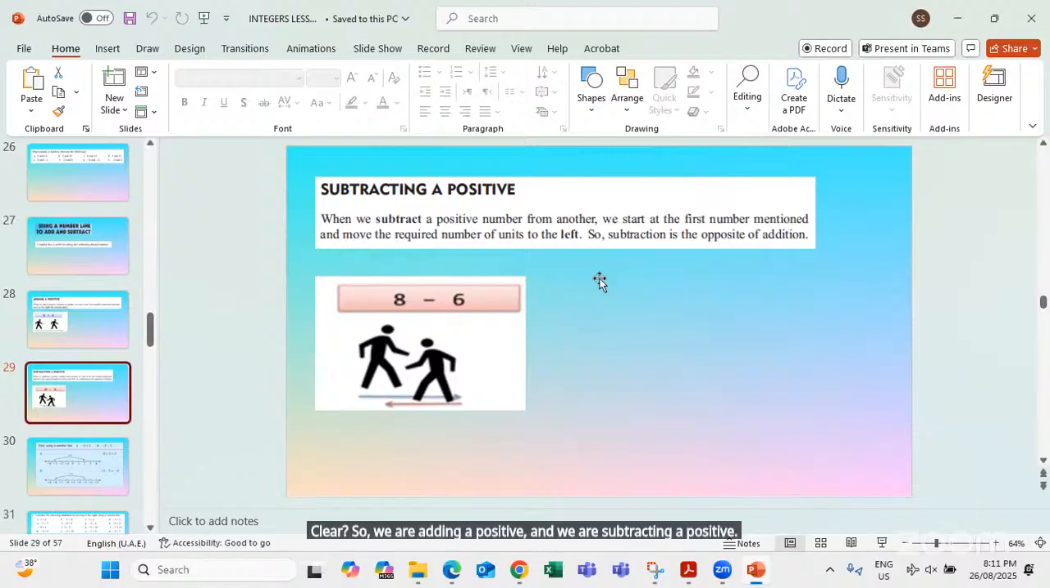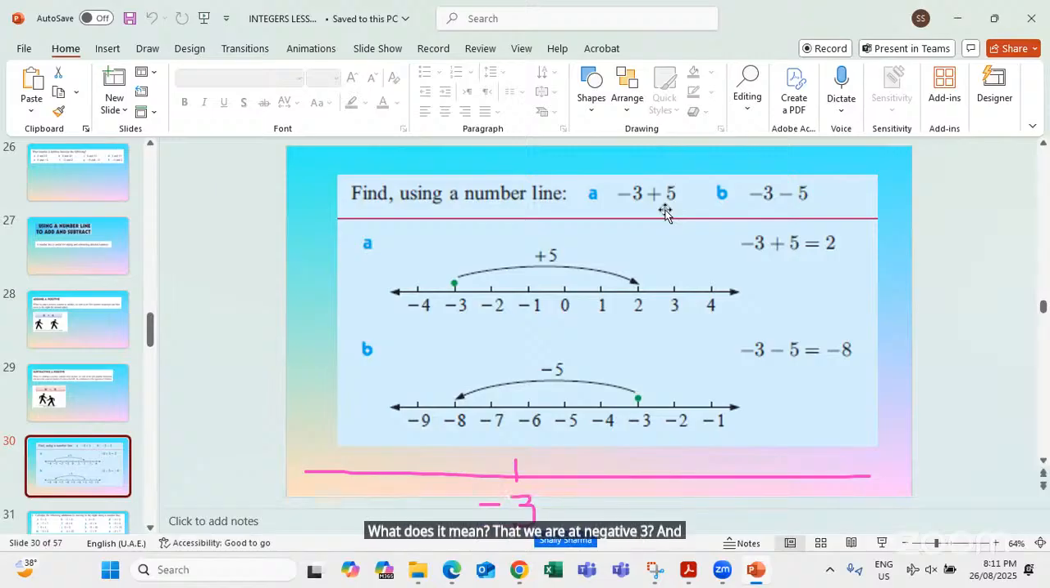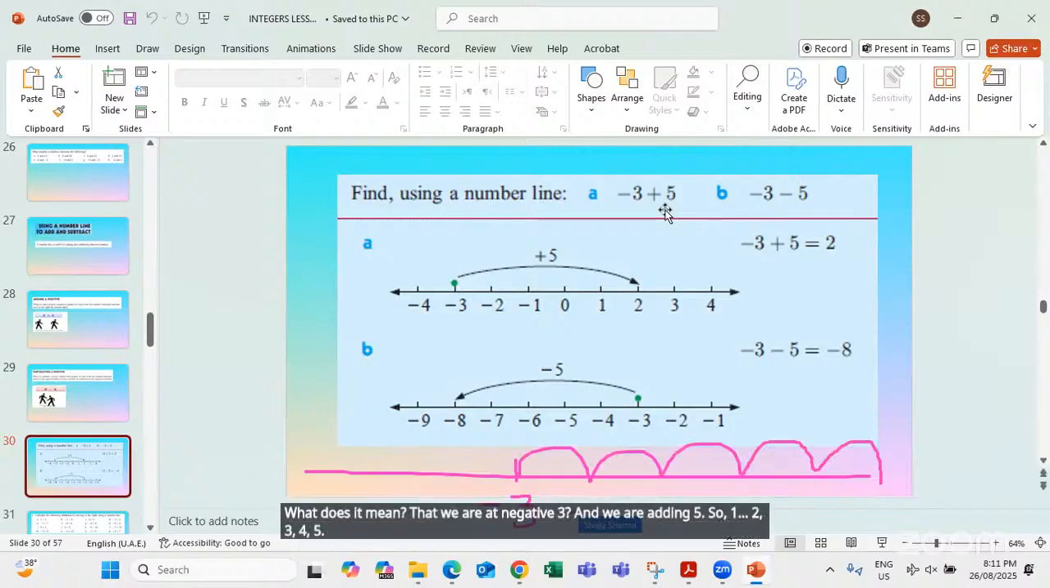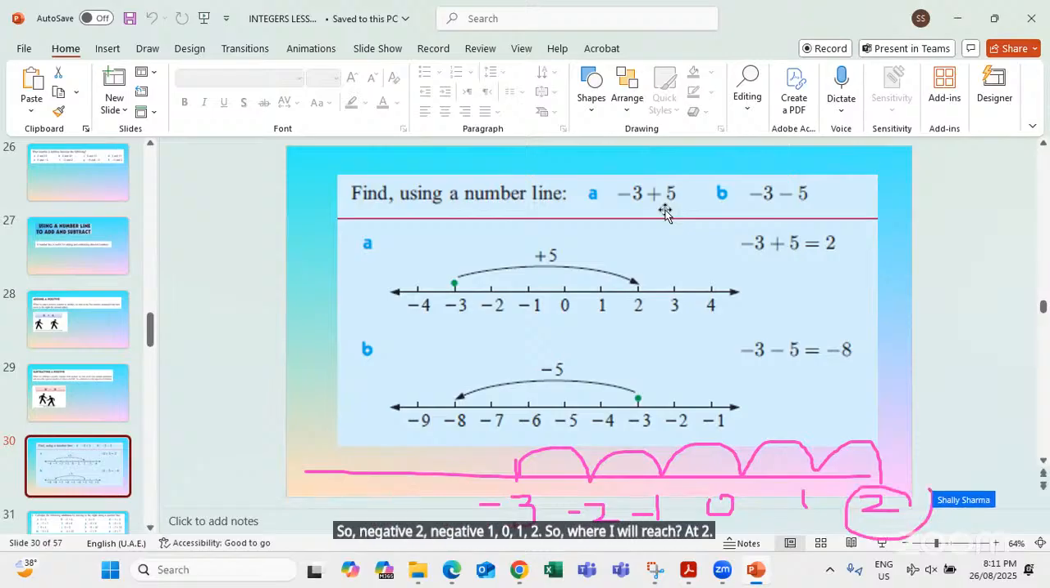Now let's do some questions. Negative 3 plus 5. What does it mean? That we are at negative 3 and we are adding 5. So 1, 2, 3, 4, 5. So negative 2, negative 1, 0, 1, 2. So where will I reach? At 2. That's my answer.